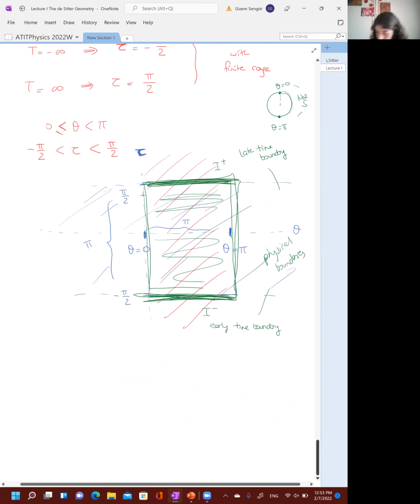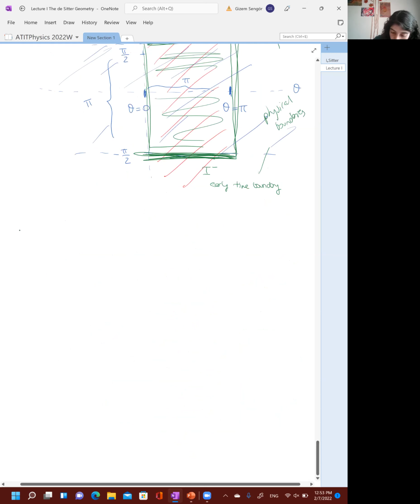Now let's draw this nicer. So we have the Penrose diagram for de Sitter. Let's try to keep it as a square. And there are these two time boundaries. This is late time. These are physical. And remember, we had another coordinate system. There were the planar coordinates.